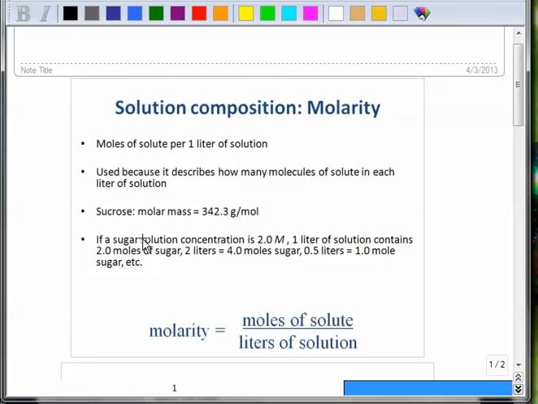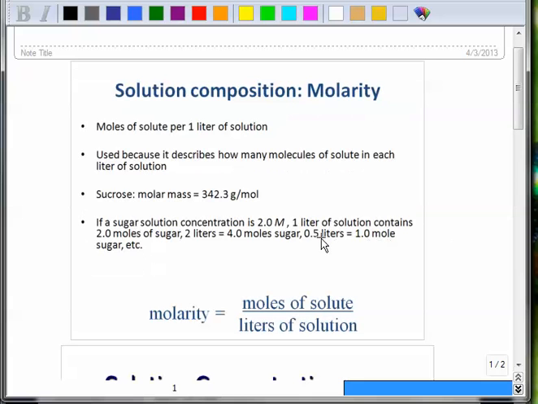So if we have a sugar solution and its concentration is 2 molar, that is 2 moles of sucrose for every liter of solution, and we have 1 liter of that solution, that means we have 2 moles of sugar. If we have 2 liters, we have 4 moles. If we have a half liter, we have 1 mole of sugar in that solution, or a total of 342.3 grams of sucrose in that half liter, or 684 grams in a liter of that solution.